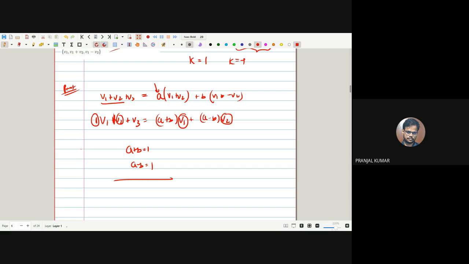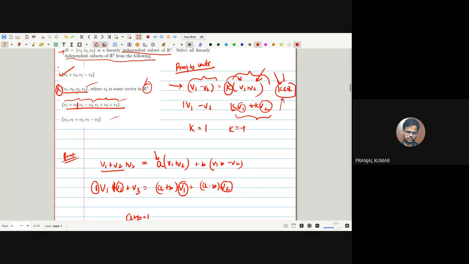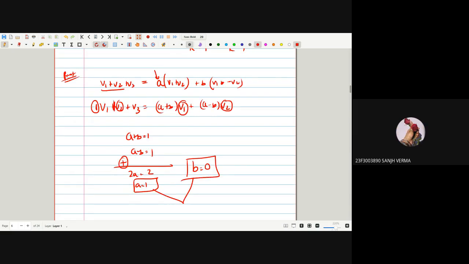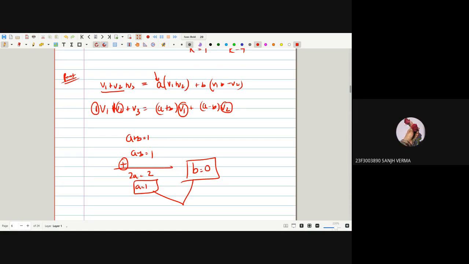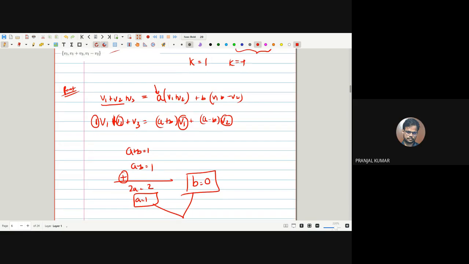If I add them, what will I get? 2A is equal to 2, right? B will cancel, so A is equal to 1. What will be the B value? B will be 0. So I was indeed able to find two unique scalars, so this is a dependent set. Clear? So sir, if there were the same variable and different values, then it is independent, and with different variables and different values, it is dependent.